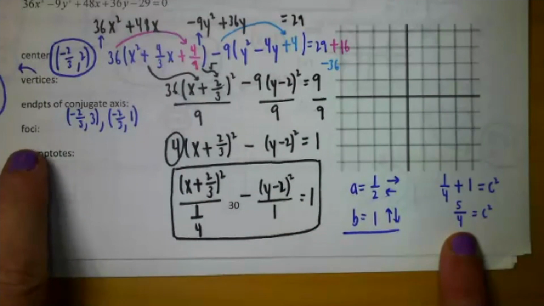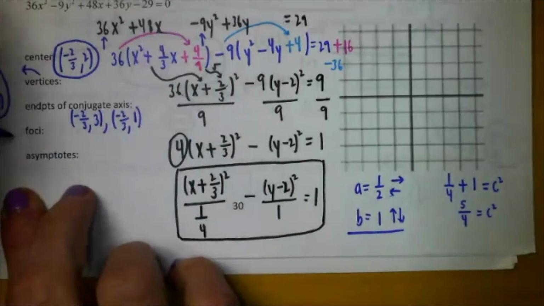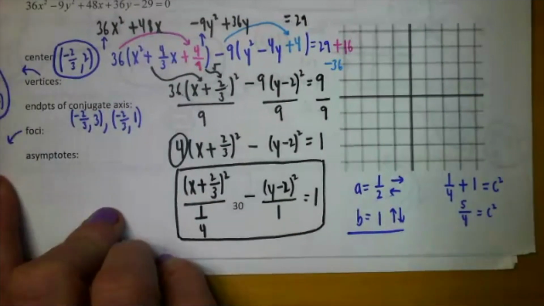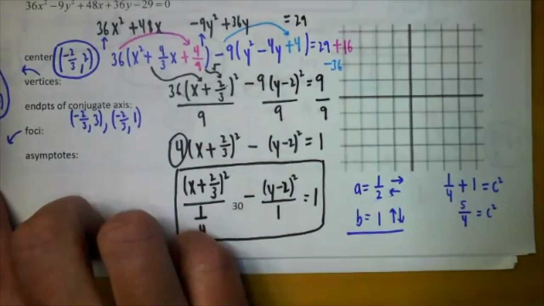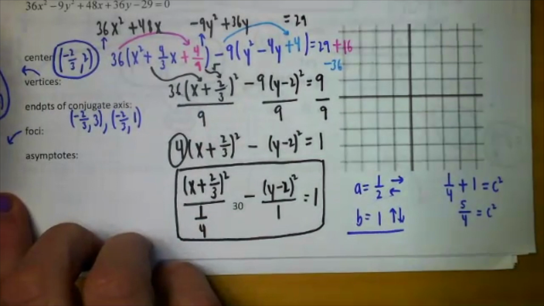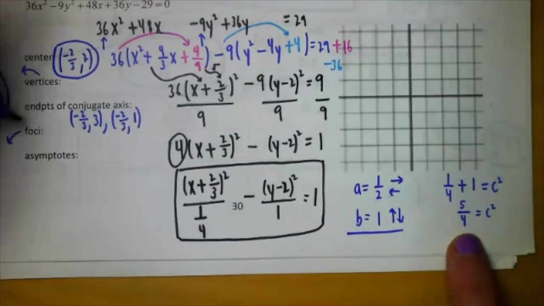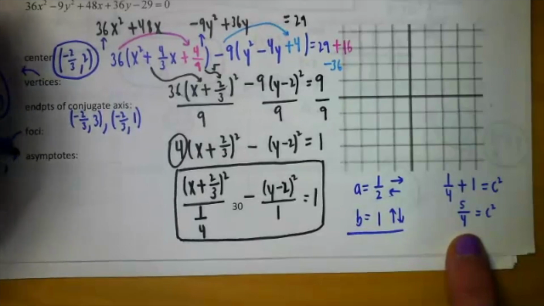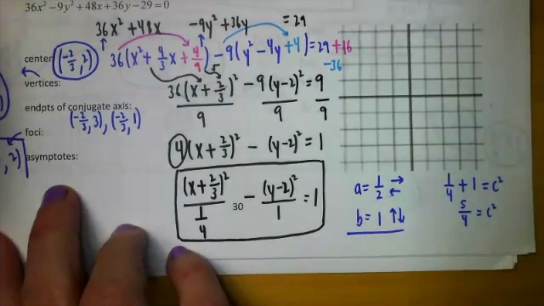coordinate here. So for the foci, since this is a cumbersome value to write, I'm going to take the center, negative 2/3. I'm going to add and subtract the square root of 5/4, so the square root of 5/2. And your y coordinate is 2 for both of those foci, like that.